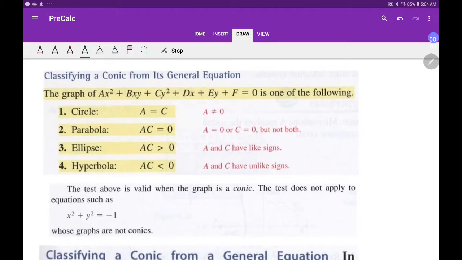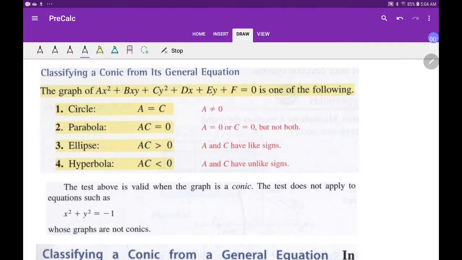I want you to remember how to classify a conic just from its general equation. So don't forget these rules. It helps us understand, and I think we're beginning to get a sense of this anyway.